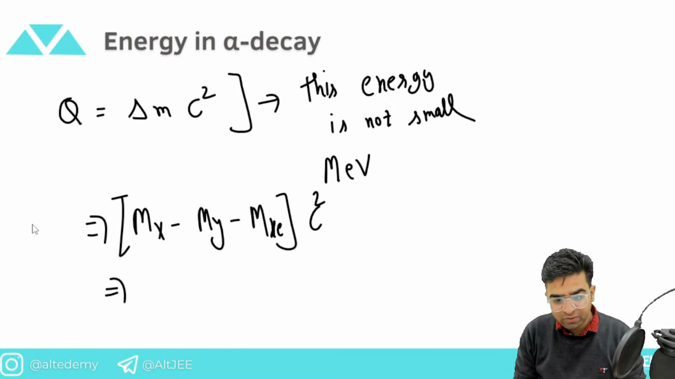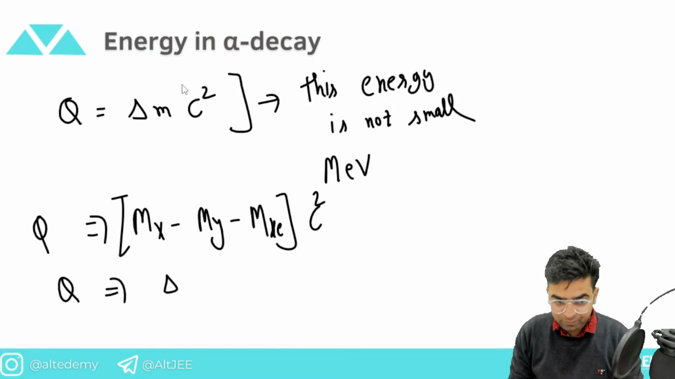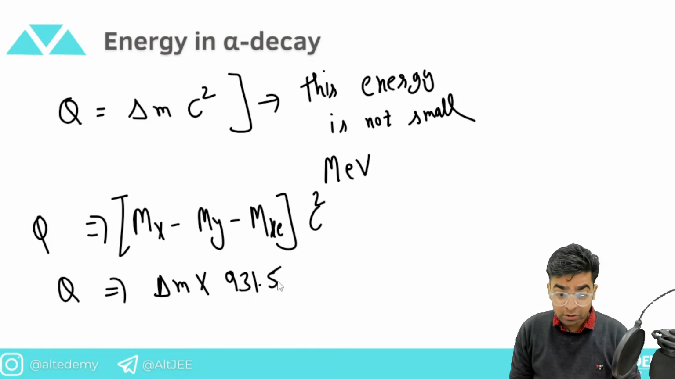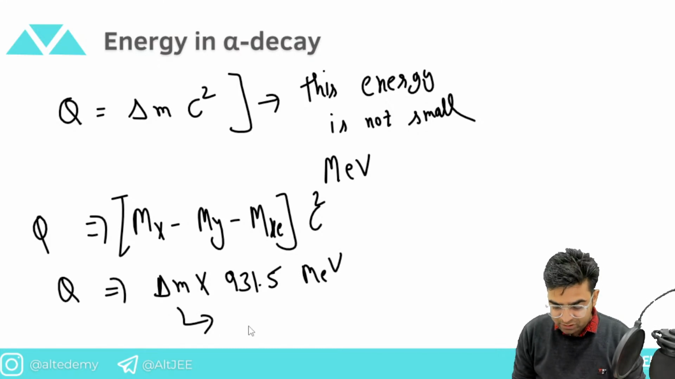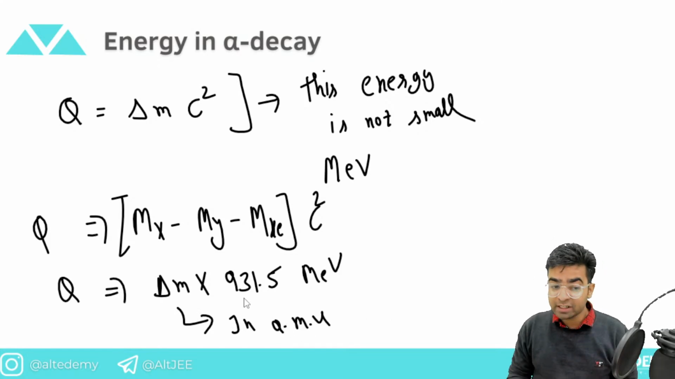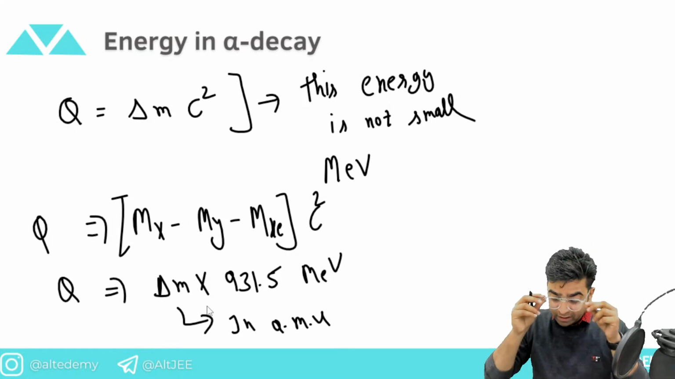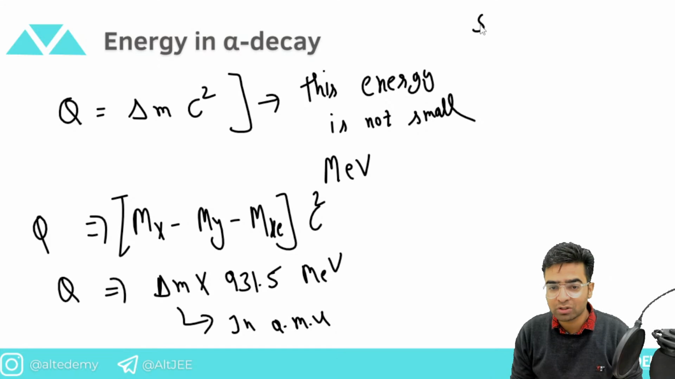And if you want to write, it can be written as delta m into 931.5 mega electron volt, where delta m is in atomic mass unit, and the Q we will get here will be in mega electron volt. This is a shortcut.